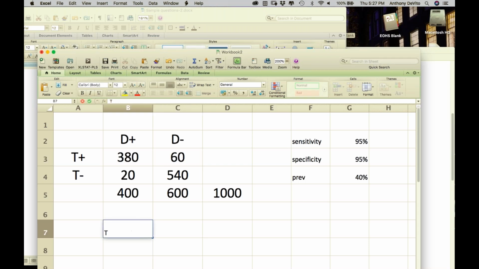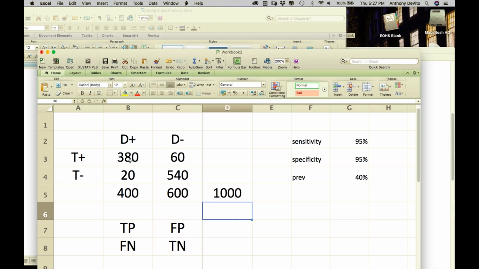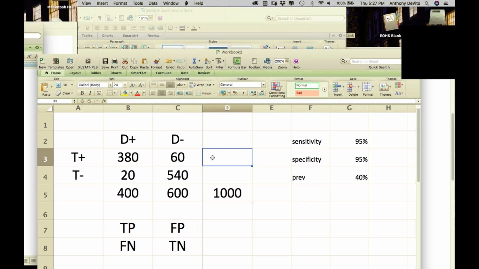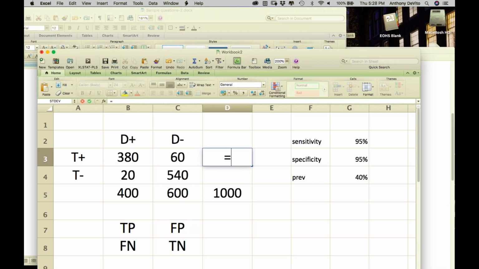True positives, right? False negatives, false positives, and true negatives. Blow them up, enter them, and blow them up. There we go. Okay, that's mirrored here. Okay, so how many people tested positive? 445, exactly. How many people tested negative?